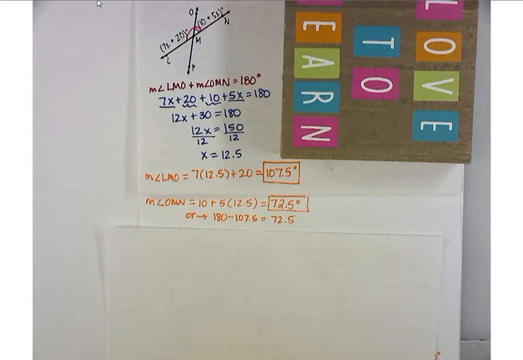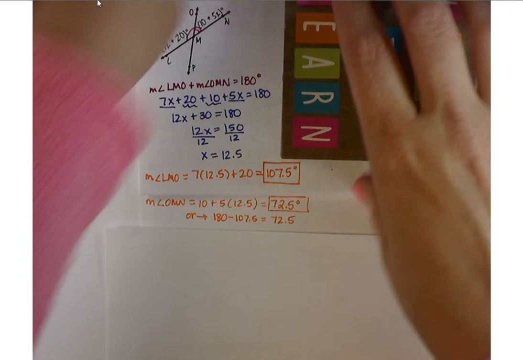All right, so on that page, 4, 5, and 6 are going to be ones that you will do for homework. And the next angle we are going to go to are the complementary angles.